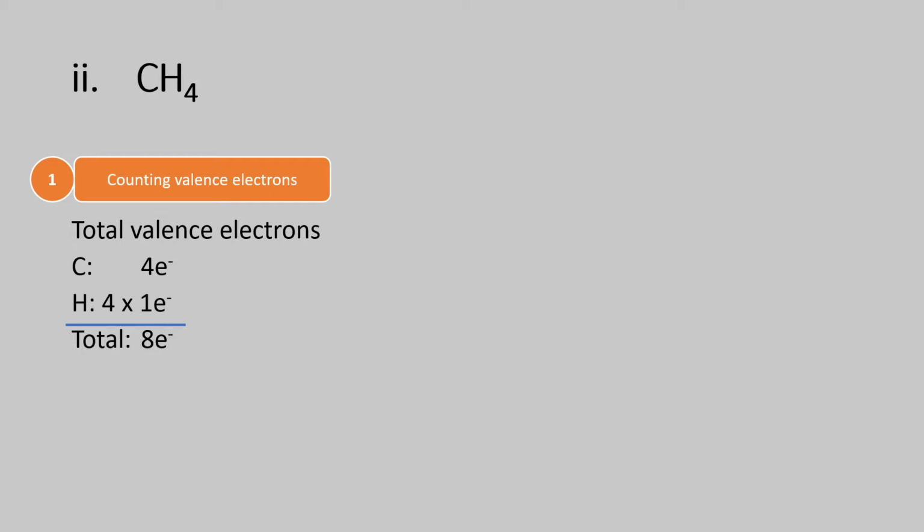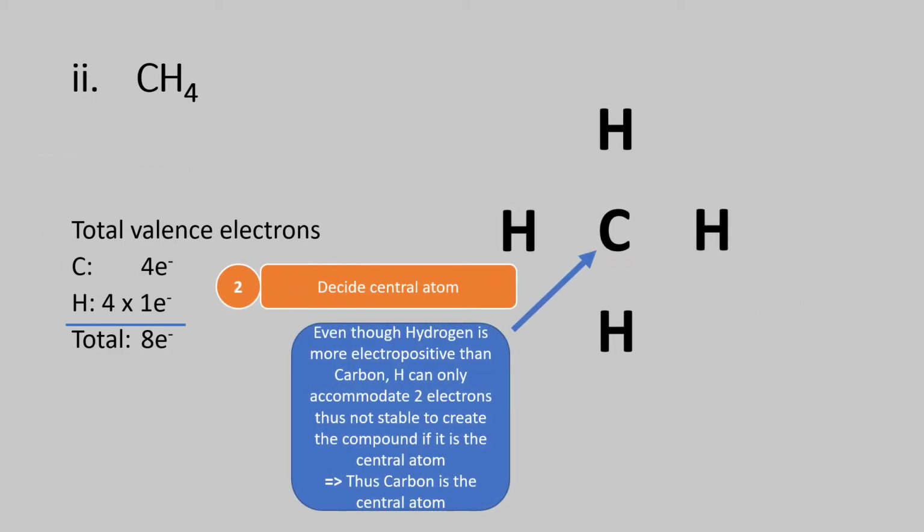Okay, so now kita nak decide the most electropositive atom as central atom. Okay, kalau you tengok, hydrogen is more electropositive than carbon. Okay, kalau you tengok table yang tadi tu. Tetapi, hydrogen boleh ada sampai 2 elektron saja. So, kalau hydrogen duduk tengah-tengah, tak boleh lah kan nak sambung semua atom ni. So dia boleh sambung 2 saja. So carbon is the central atom.